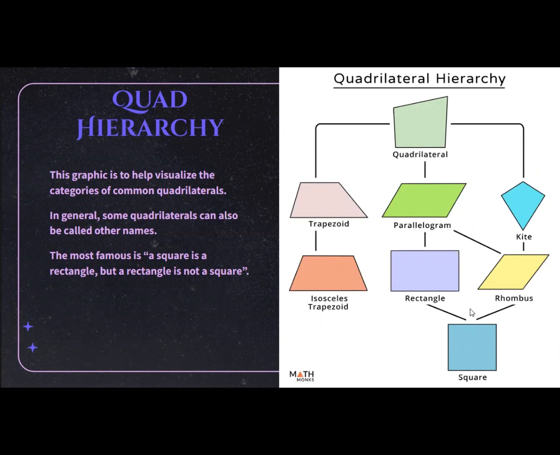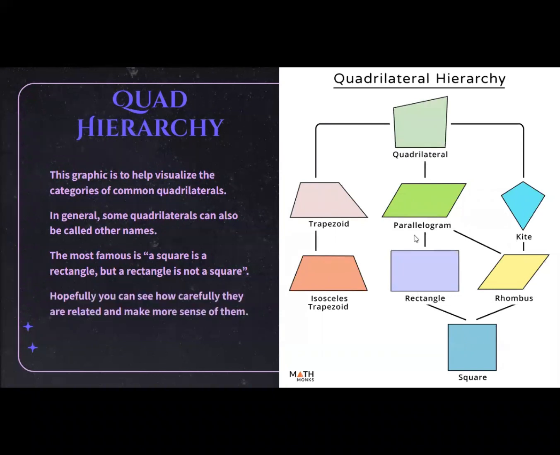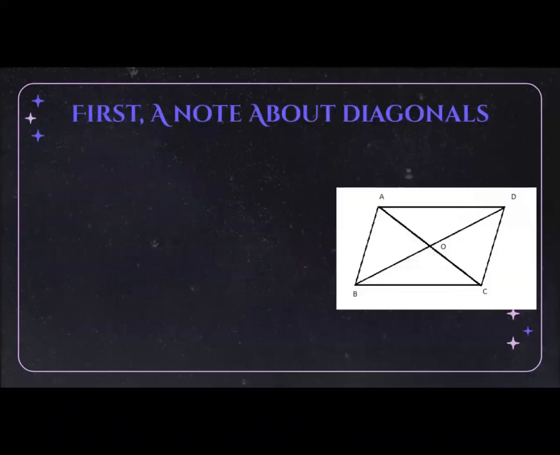That pretty much just means a square can be called a parallelogram, a kite, a rectangle, and a rhombus, because it has all the basic definitions that you need. It just has extra properties. So it can be called a rectangle because it has all the rectangle's properties, but a rectangle cannot be called a square because it does not have the square's properties. And hopefully this helps show how closely they are related and how it's easier to memorize.